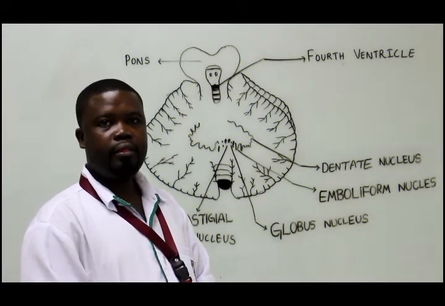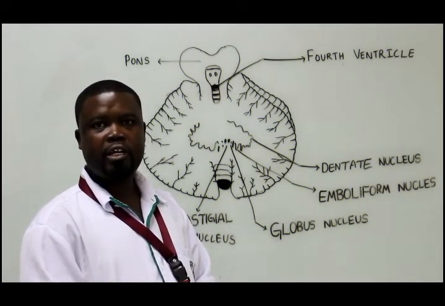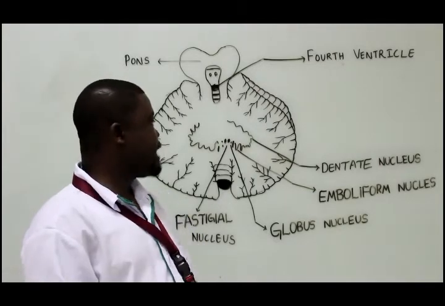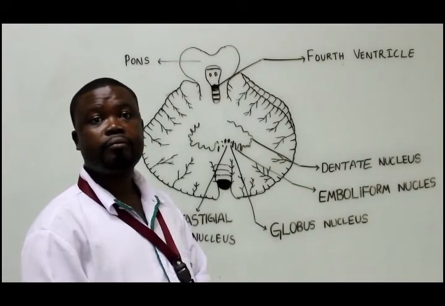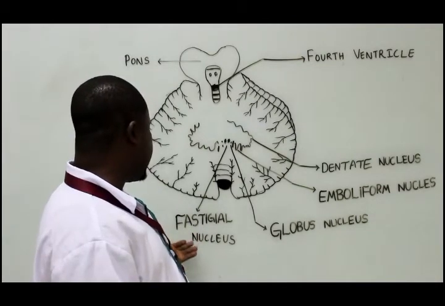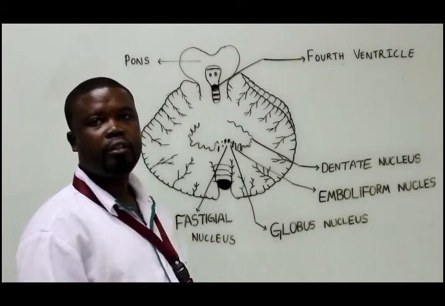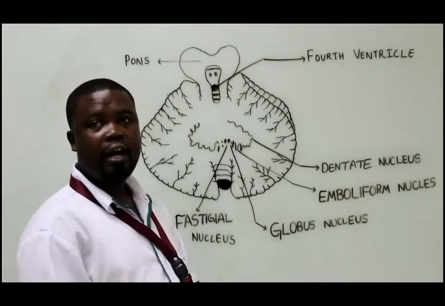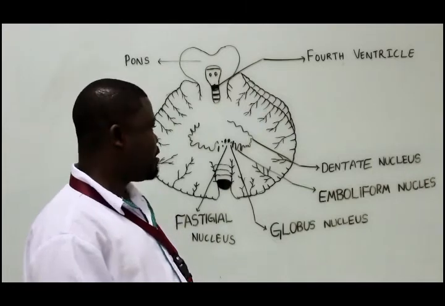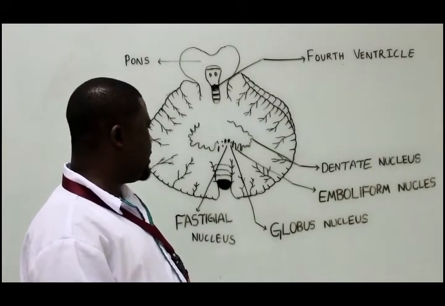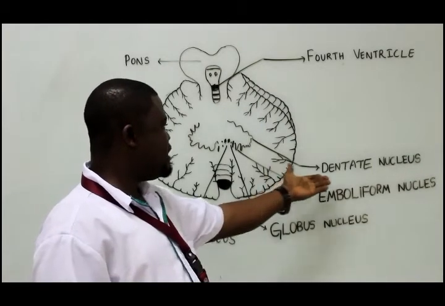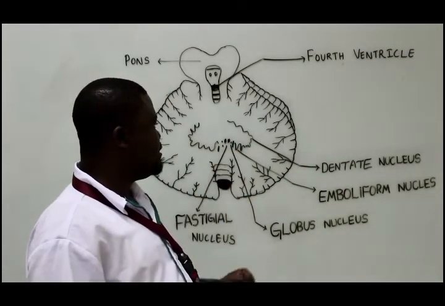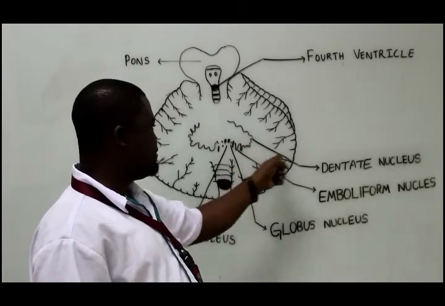This time, let's talk about the cerebellar nuclei. There are so many different types of cerebellar nuclei. One of them is the fastigial nucleus. The fastigial nucleus is the most medial out of all the nuclei. And then we can move on and talk about the dentate nucleus. The dentate nucleus is the biggest or largest one, and it is the most lateral.